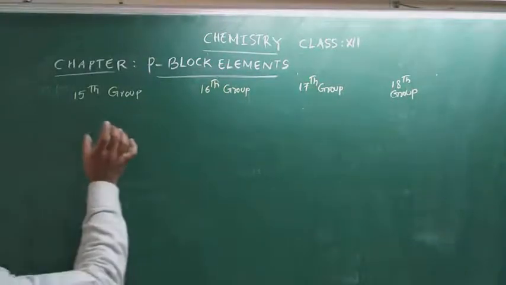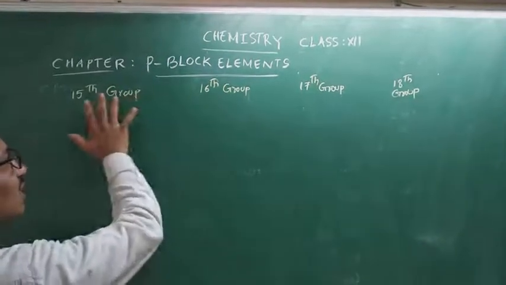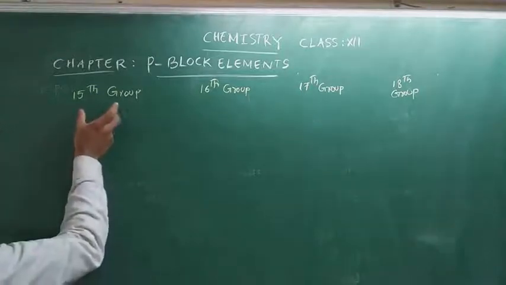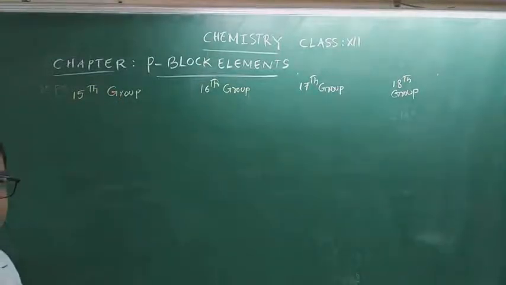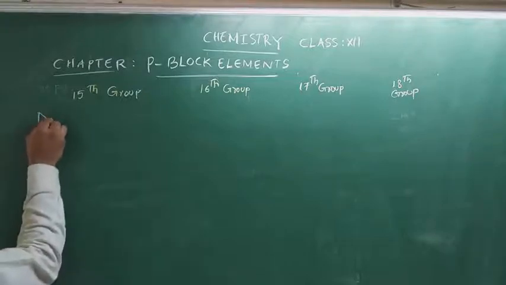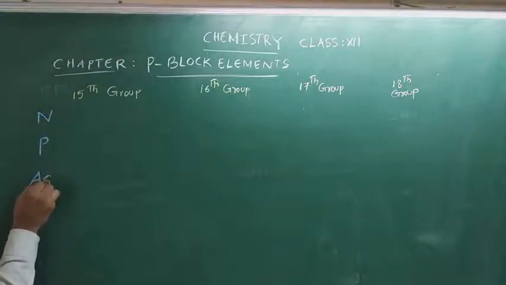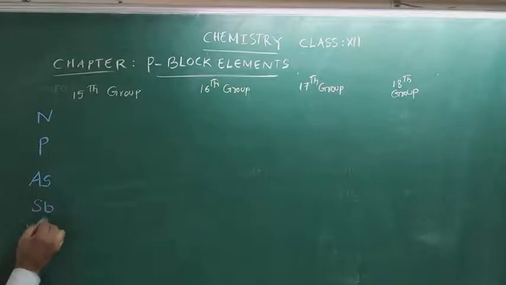See, I will explain a brief introduction about all the groups, and from next class onwards we will go through each group in detail. Right? So 15th group elements. The 15th group elements are nitrogen, phosphorus, arsenic, antimony, bismuth. These are the 15th group elements.